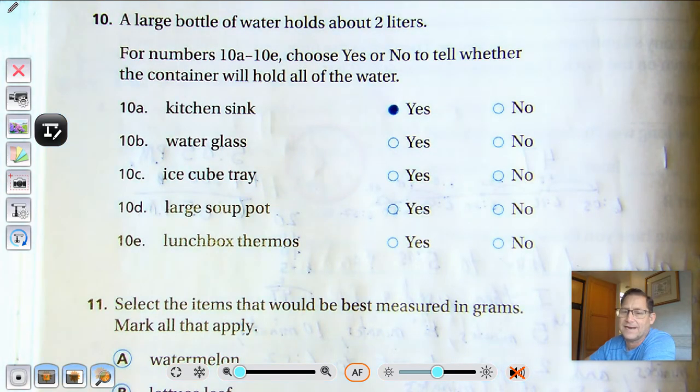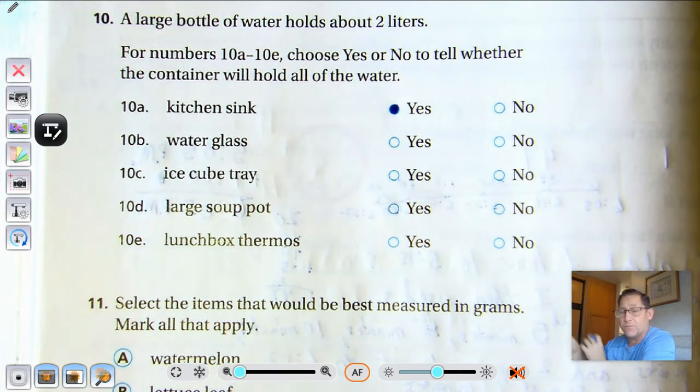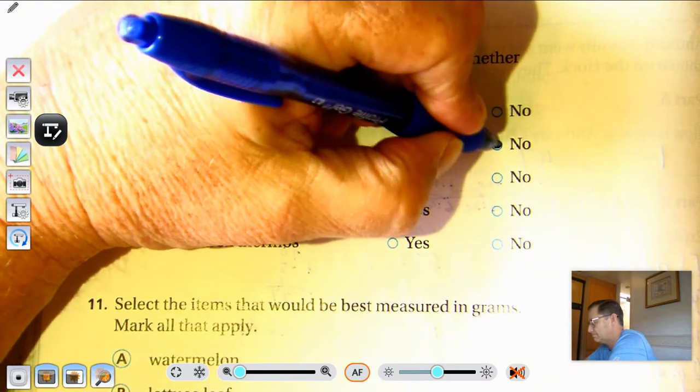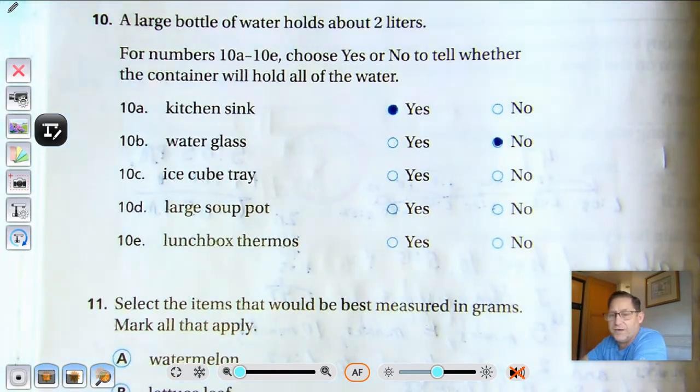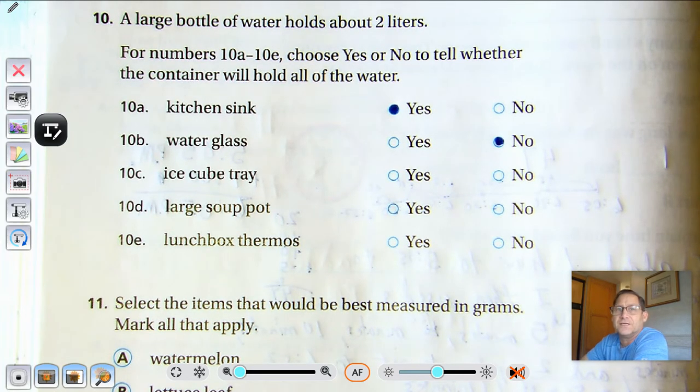So there's no way I could take a regular drinking glass and pour the whole 2 liters of soda into one glass. No. An ice cube tray. You guys might not even know what an ice cube tray is, because your refrigerator and freezer makes the ice for everybody now.